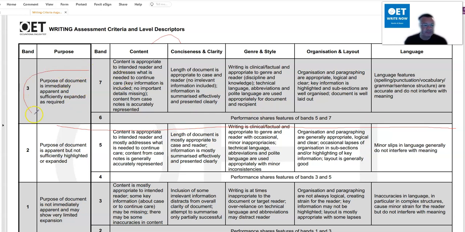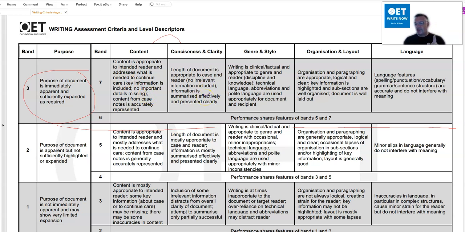First things first, the purpose must be immediately clear. Dear Dr. So-and-so, I want you to see this person for this reason. That's it. There's no need for long-winded introductions. It's simply: Dear Dr. So-and-so, I'm writing to request your assessment, update, or discharge of this patient. That's basically it. So, content: key information, no missing details.